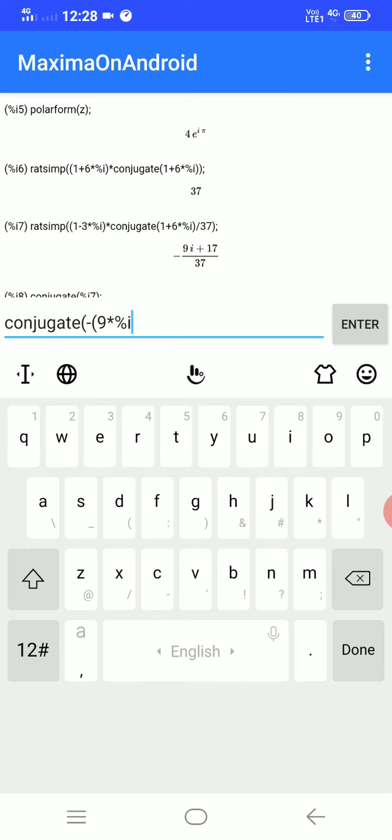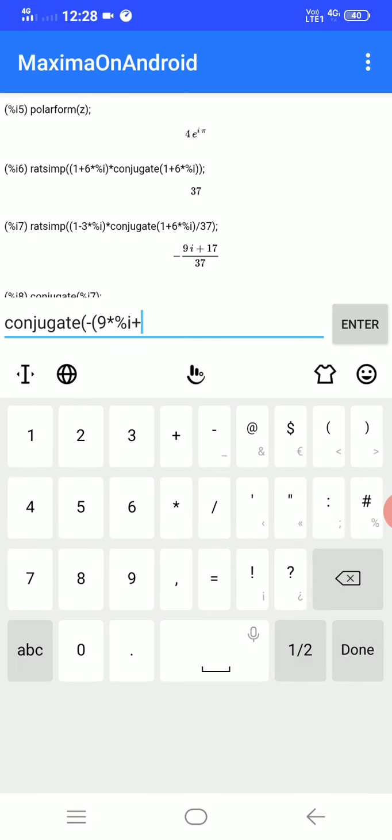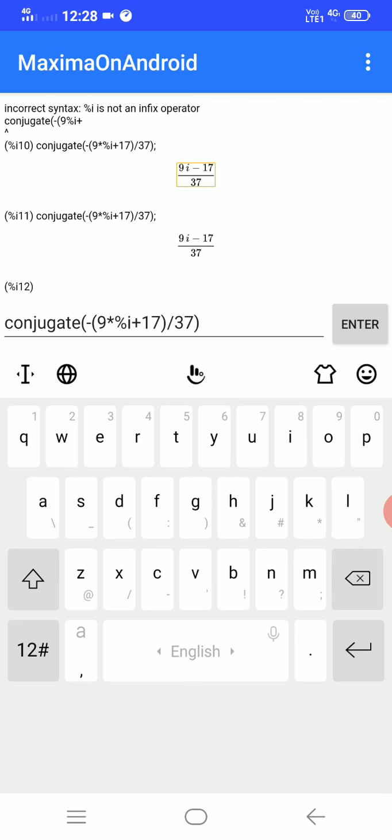So conjugate of minus in bracket 9i, where there is multiplication, so use star for multiplication: 9 star percentage i, which is i in Maxima software, plus 17, bracket complete, divided by 37, and whole bracket complete, then enter. We get the conjugate of minus (9i plus 17) upon 37 as (9i minus 17) upon 37.